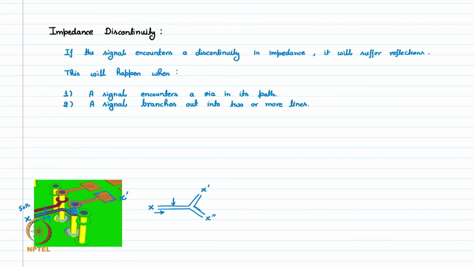So here we see the characteristic impedance is a function of this thickness. At this point, this thickness is not exactly the same. For example, this is 1 mm, then this is a different shape than a straight trace. So this interface acts like an impedance discontinuity for the signal, and the signal will bounce back at this discontinuity. So this is called branching out into two or more lines.